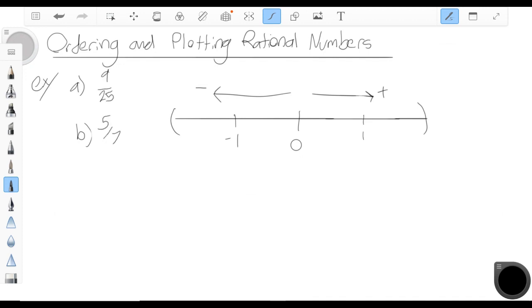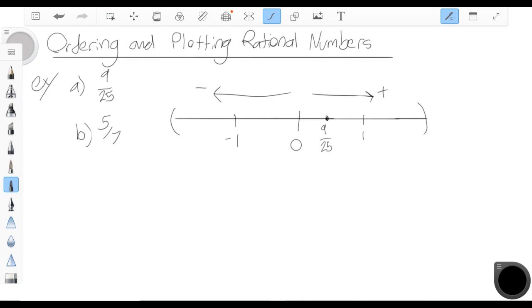And here's another example of this. So what we're going to do is we're going to plot these fractions on the number line and then compare them. Let's see which one is larger and which one is smaller. So notice the first one we have 9/25. If you plot that on the number line, it's going to be about right here.